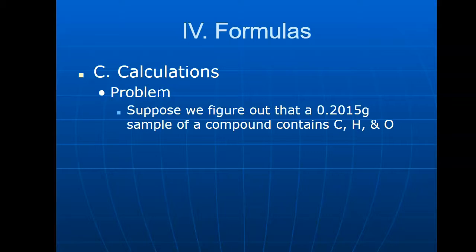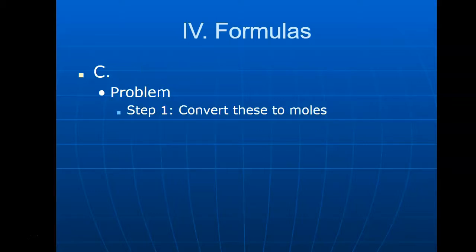We have a 0.2015 gram sample of something that has carbon, hydrogen, and oxygen, and we know this is the breakdown of the mass. We have 0.0806 grams of carbon, 0.01353 grams of hydrogen, and 0.1074 grams of oxygen. So this is what an empirical formula problem would start off as. I would give you the masses of individual elements. You need to use these masses to figure out the actual formula of the substance. So what steps do we follow? Step number 1 is going to be to convert these to moles.